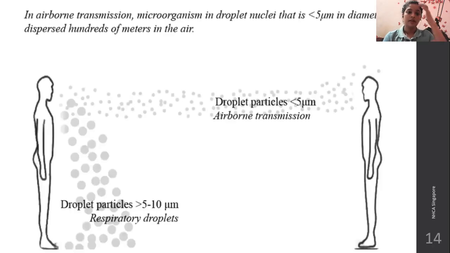So here you can see airborne transmission. The particle is less than 5 micrometers in diameter. If it was a slightly larger droplet particle, it would have fallen very near to the infectious patient. But when it comes to airborne transmission, with droplet particles less than 5 micrometers, you can see the distance traveled by the droplet. This is the difference between droplet and airborne transmission.